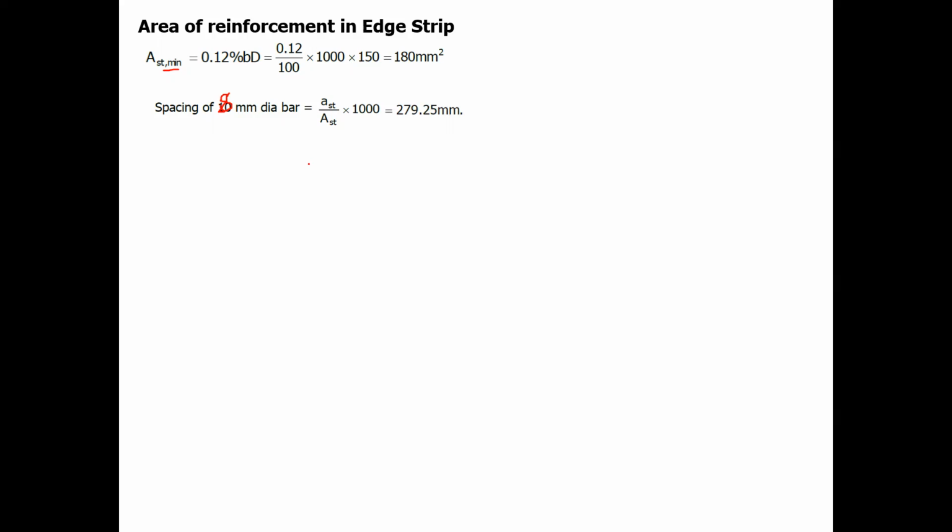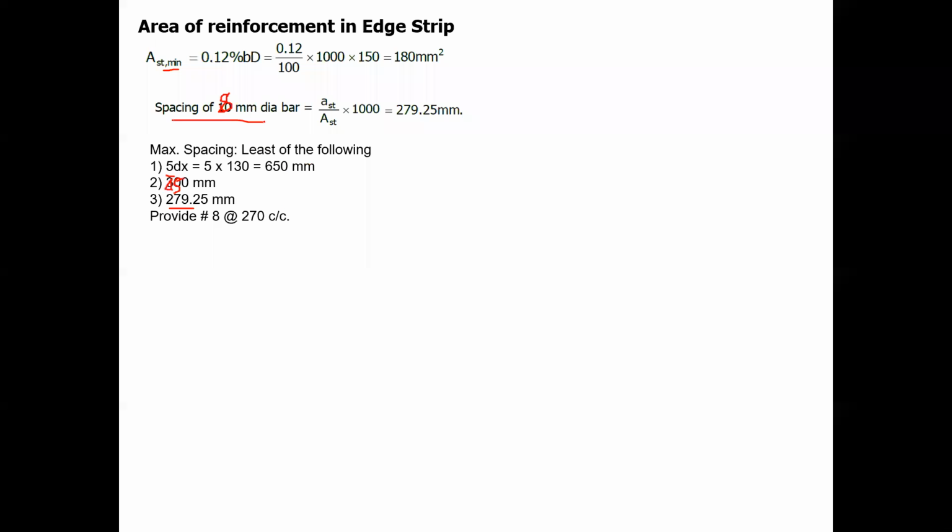Okay, so now take down maximum spacing is the least of the following. So here you are going for the distribution reinforcement, right? So that is why here it is 5d. Then it is not 300 actually. How much it is? 450, right? Isn't it? 450. Okay, 5d. Then second one is 450, and third one is the spacing which you have calculated. Okay, among these three, you have to take the least.